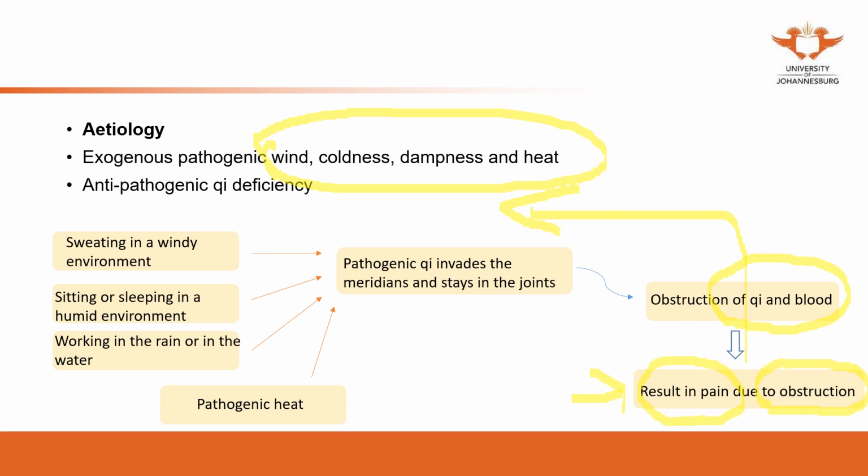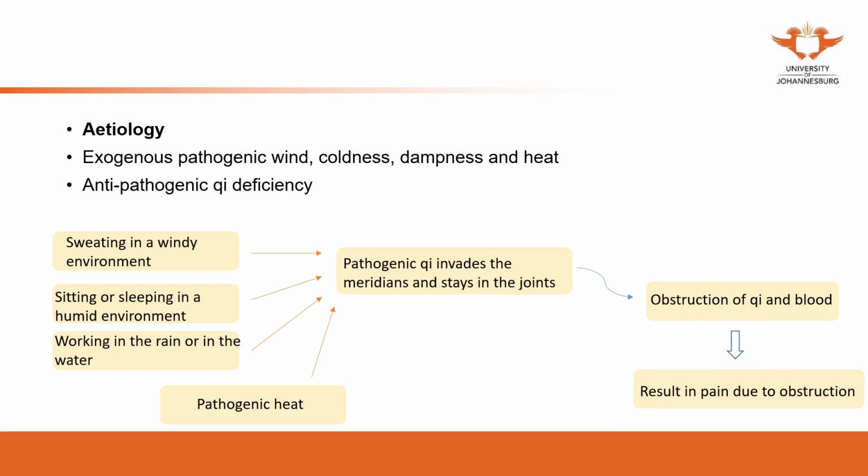The wind and dampness, such as sweating in a windy environment, sitting or sleeping in a humid environment, working in the rain or in the water, such as someone who works in the supermarket, in the cold air region, such as in the food region, or someone who works on a farm, or in the ocean. Pathogenic heat. So these are the possible causes.